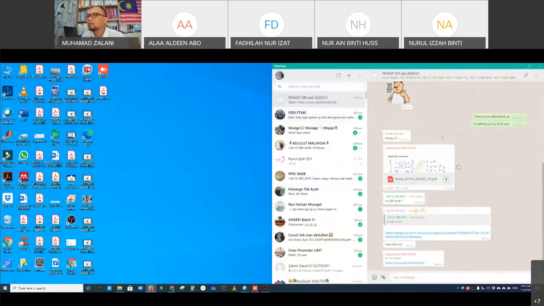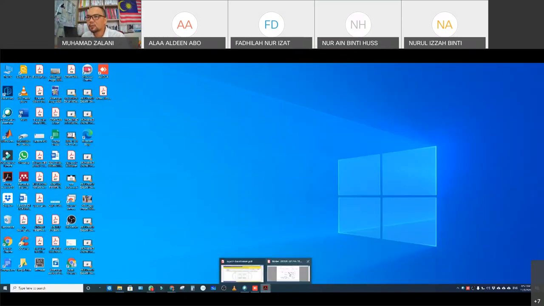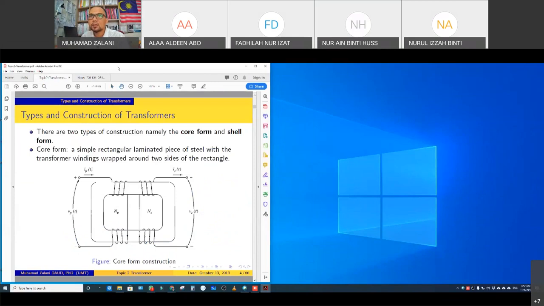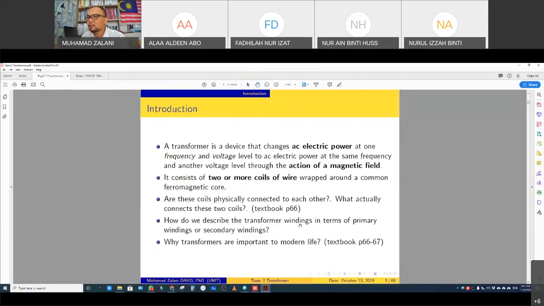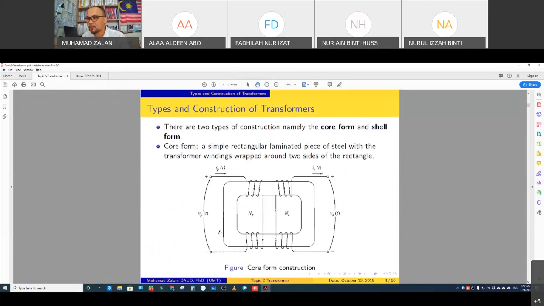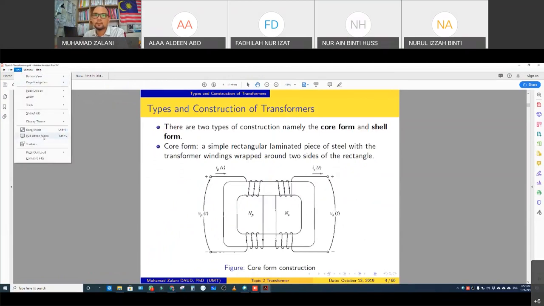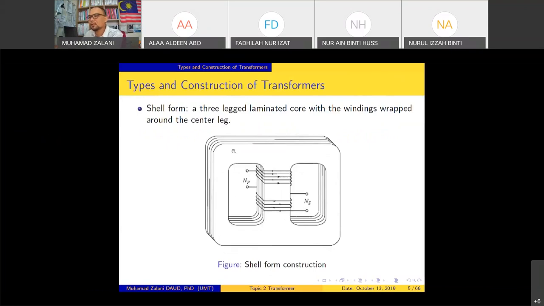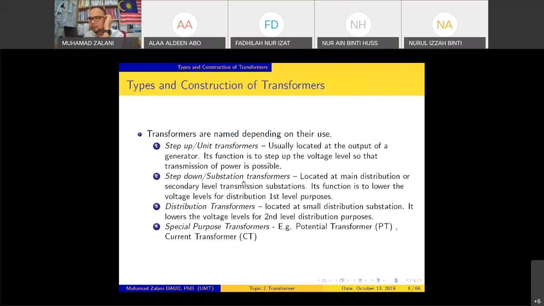Right, I'm not going to share another video, but we will move on to continue the slides. So this illustration is basically from Stephen J. Chapman's book, which is the construction of the core type transformer should look like this. And this one is the shell type transformer construction, right? So that is another topic about transformer, which is the difference between core type transformer and shell type transformer.